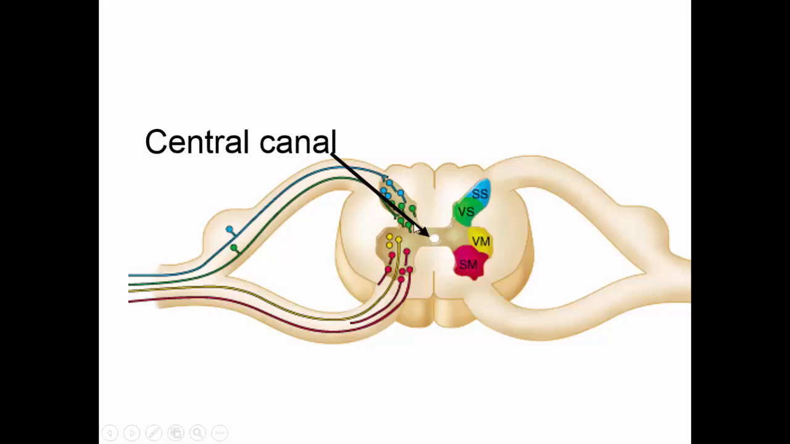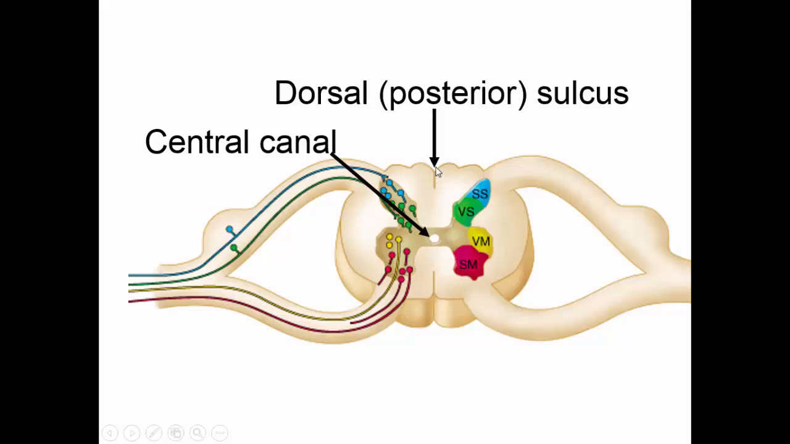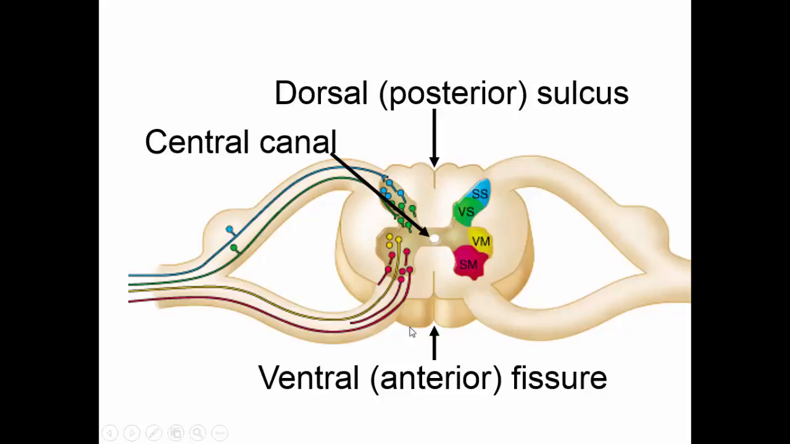Looking at the picture, here is the central canal. This groove in the back is the dorsal or posterior sulcus, so it's a more shallow groove. Here in the front, we have the ventral or anterior fissure. Now, sometimes people get a little confused about dorsal, posterior, ventral, anterior. If you think about a D has a curved line and a P has a curved line, these go together. And a capital A is made with straight lines and a V is made with straight lines, so A and V go together.